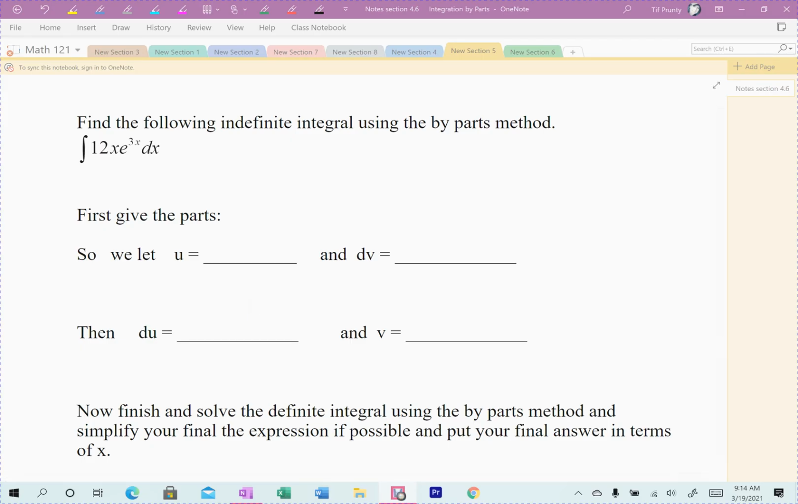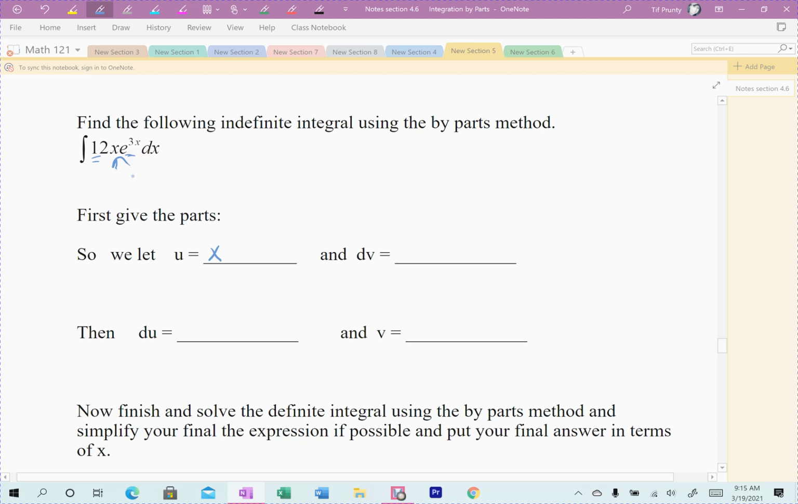Alright, so this is another e one. So this is more like the first example. So I've got 12e to the x times e raised to the 3x, which again, I'm going to do this one a little different than before. I'm going to let x be the u part. And I'm going to put 12 with the e to the.